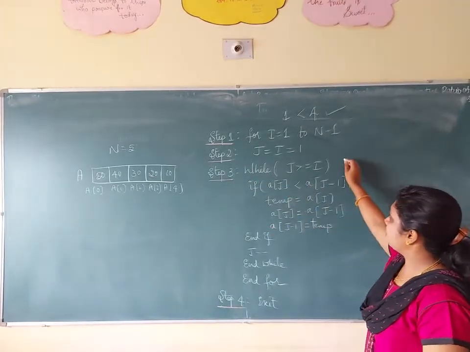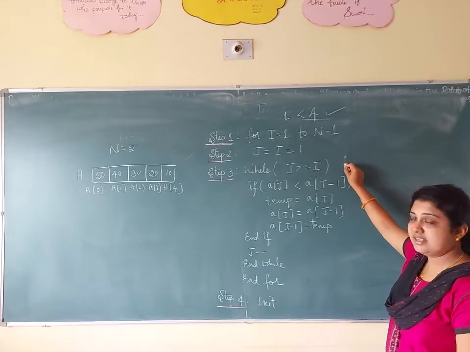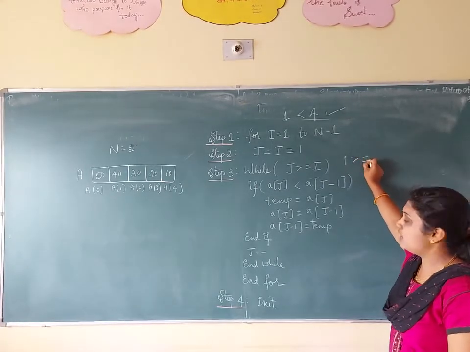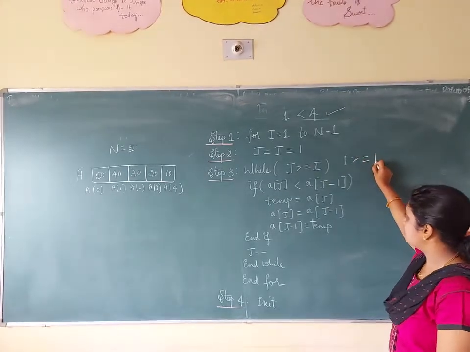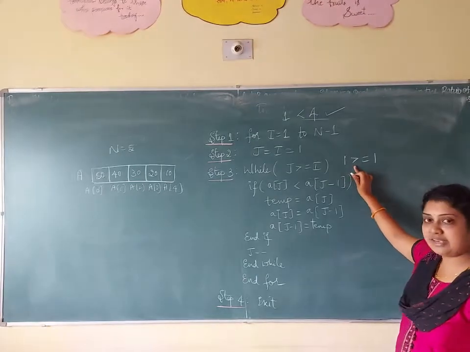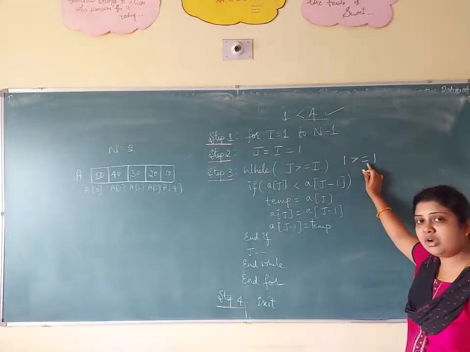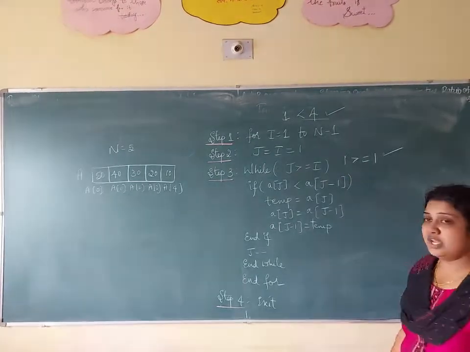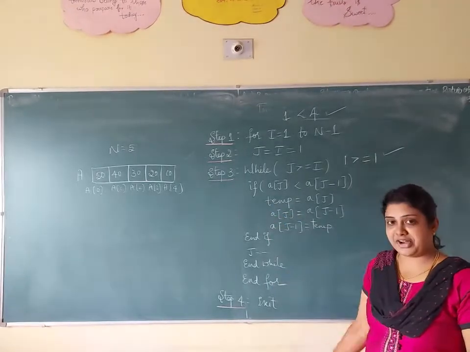While J, what is the J value? That is 1. Is it greater than or equal to the I value? That is also 1. 1 is not greater, but it is equal. Yes, again the condition is true. It will go to the if condition.